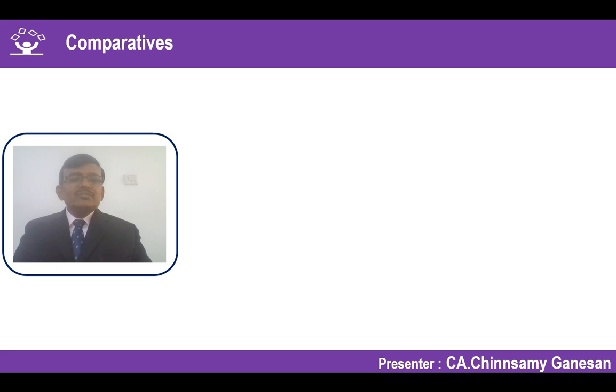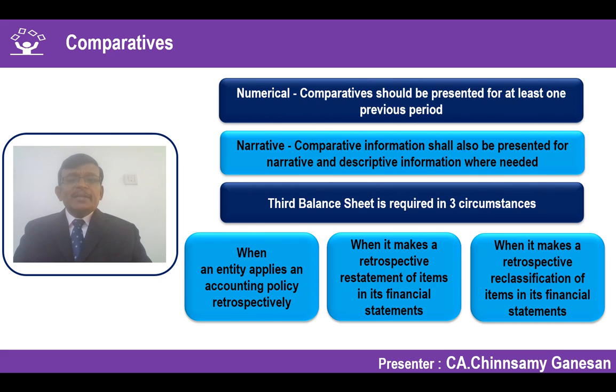Comparatives are normally one year comparatives, but the third balance sheet should be given. I should use the words should be given in three circumstances where the company changes the accounting policy and applies it on a retrospective basis. That's the reason why, when a first-time adopter is preparing the financial statement, he changes the accounting policy on a retrospective basis right from the inception of the company. That is the reason why the third balance sheet on the date of transition is being given.